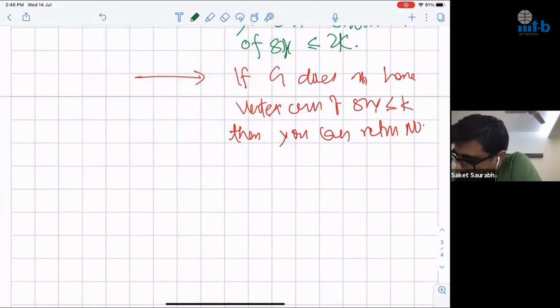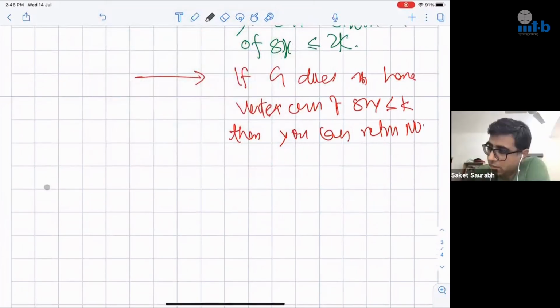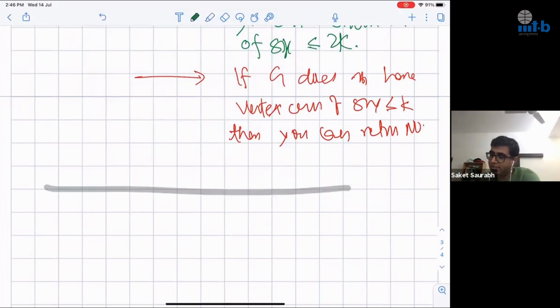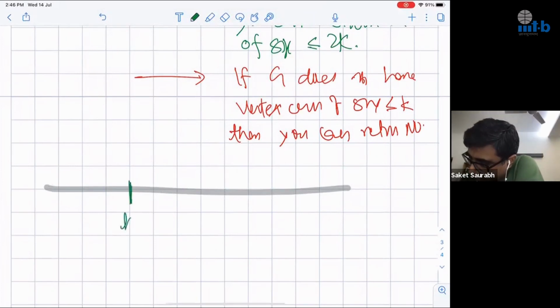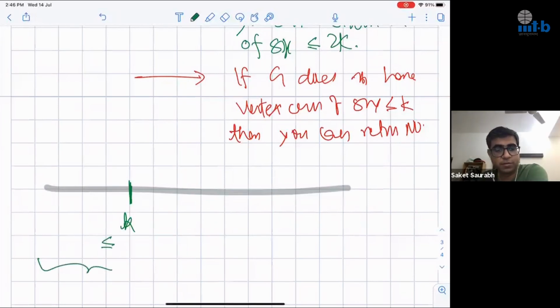If I draw this boundary, okay. So what is the meaning of this? It tells us, look, if you do have a vertex cover of size at most K, then you must return a vertex cover of size at most 2K.